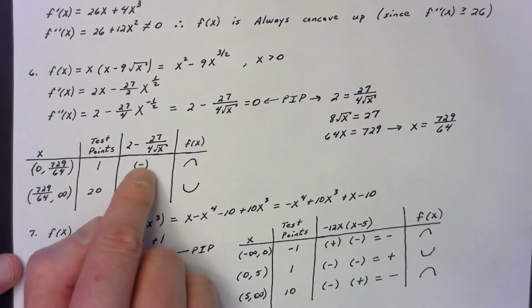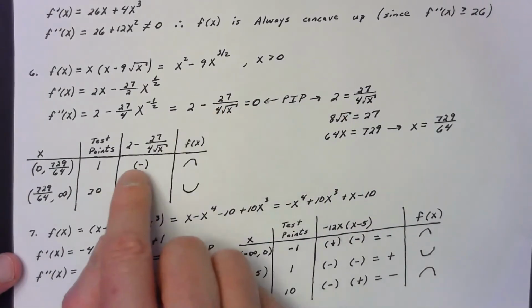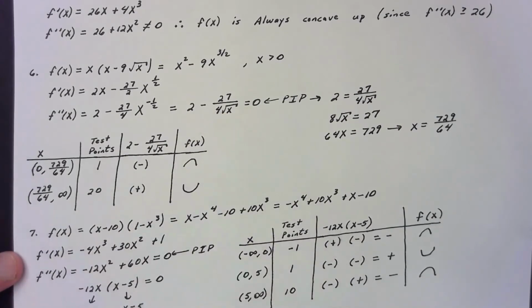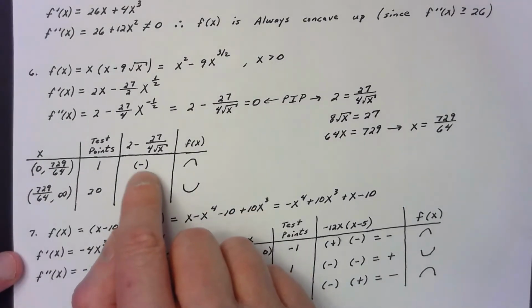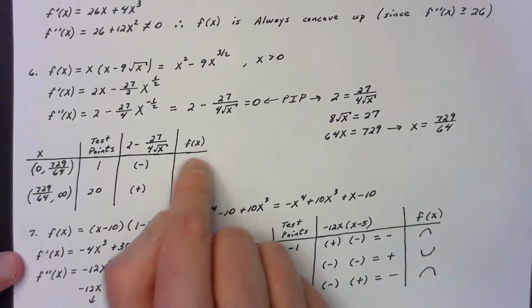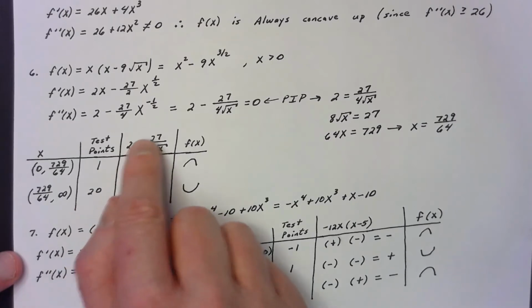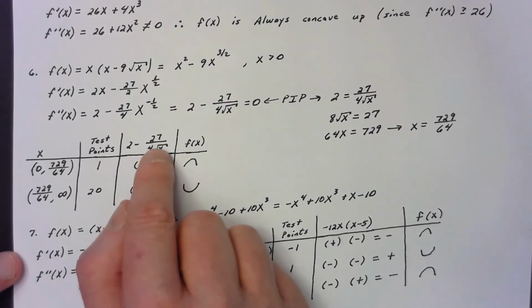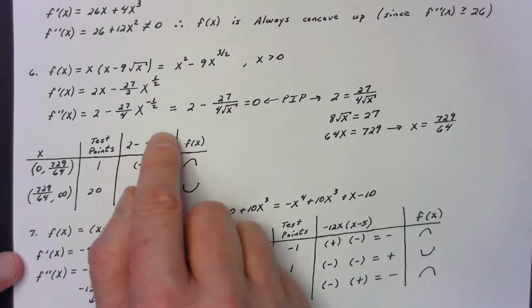So now I'm plugging these test points into my second derivative, which was right here. When I plug a 1 in, I'd get 2 minus 27 divided by 4. That's going to give me 2 minus 6.25. That's going to be a negative. All I need is the negative. I don't need the specific number, because everywhere the second derivative is negative, my original function is concave down. When I plug a 20 in, that 2 minus 27 over 4 root 20, that denominator is going to be so large that it makes that 27 divided by that number small, and I'll have 2 minus a number smaller than 2.